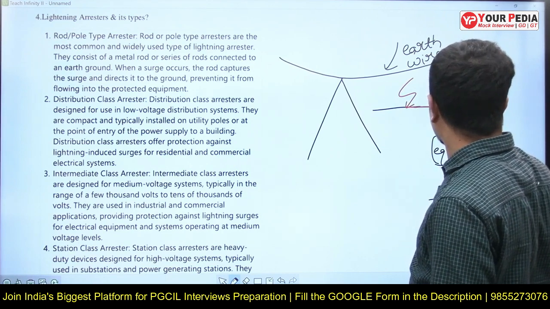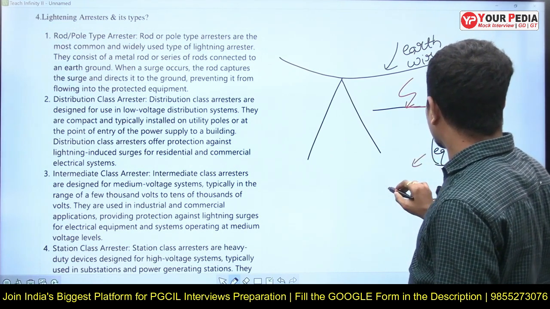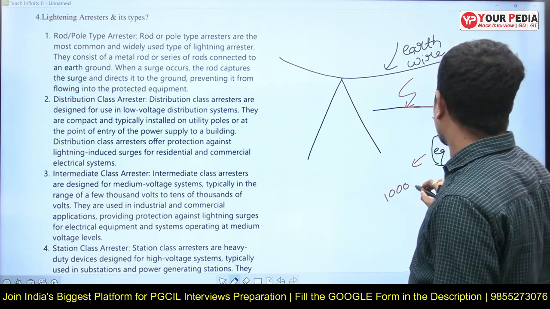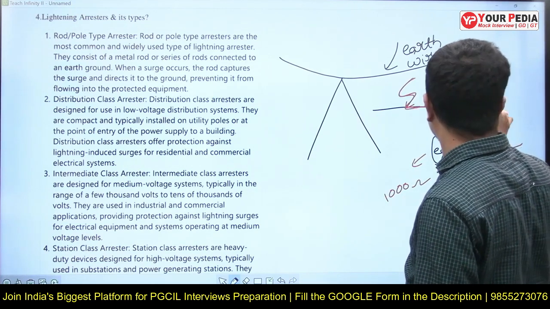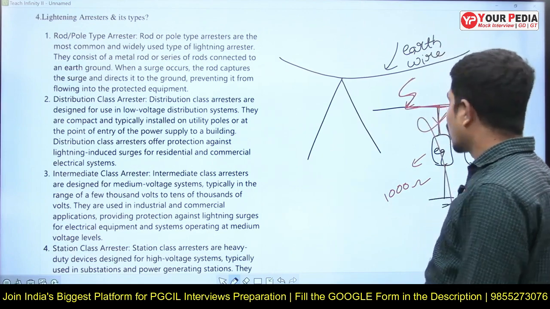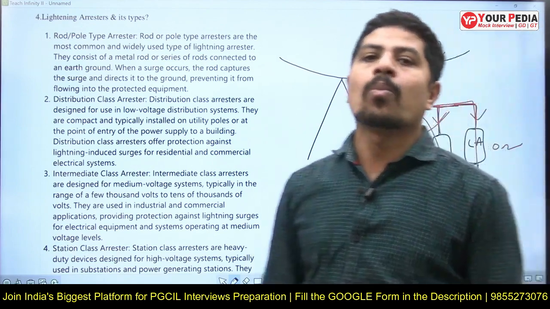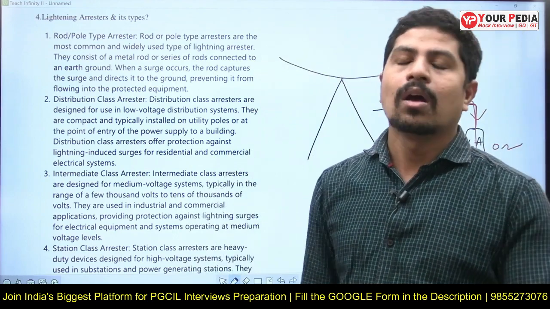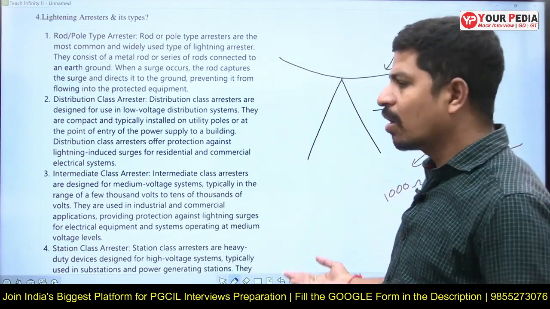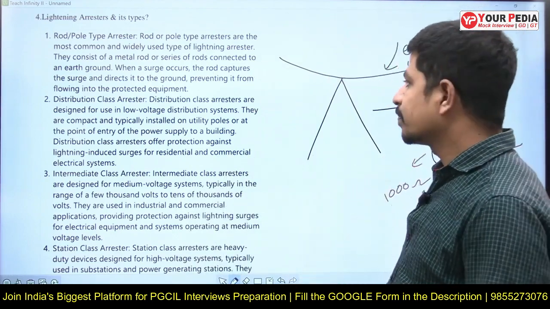This is one path, but its resistance is some 1000 ohms, suppose. The other is approximately 0 ohms. Therefore, the total lightning will take this path only. Lightning will not come into our equipment. Our equipment will be protected. This way, we are protecting our power system equipment or our general equipment, right?